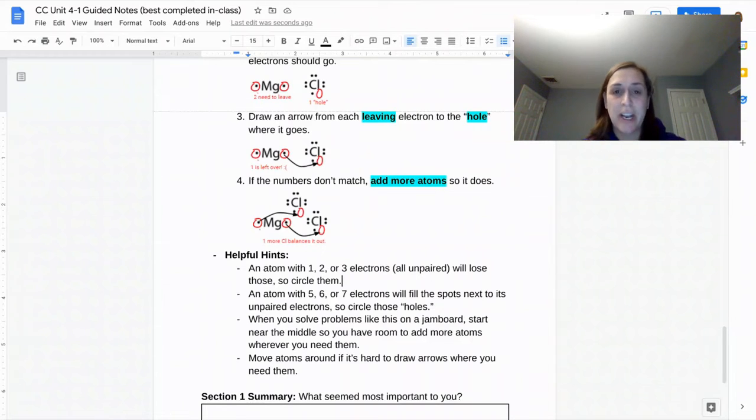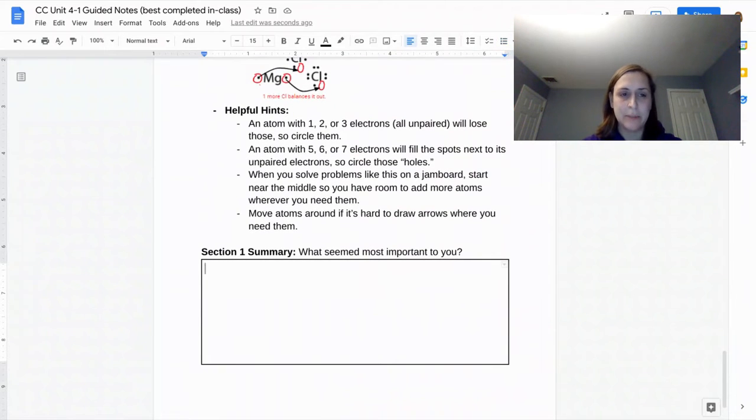And if it's hard to draw an arrow, like you're going to have to draw through something, just move the atoms around so that it's easier to draw. All right, and then I ask you to sum up what seemed important from these guided notes before you turn them in.